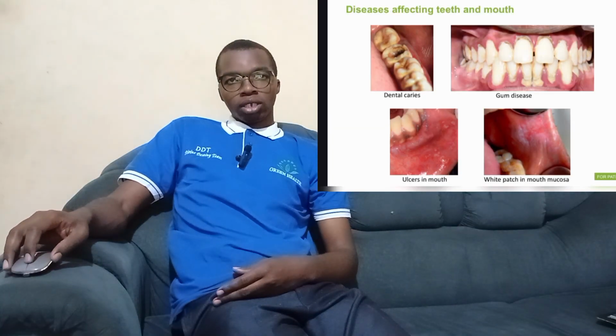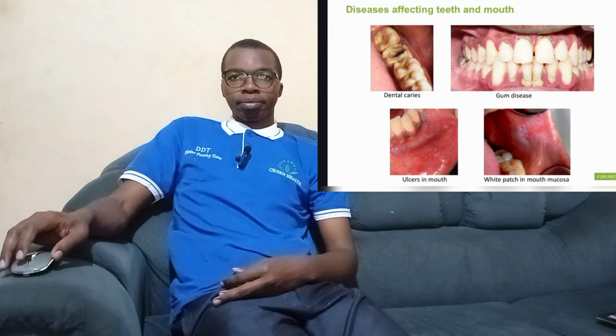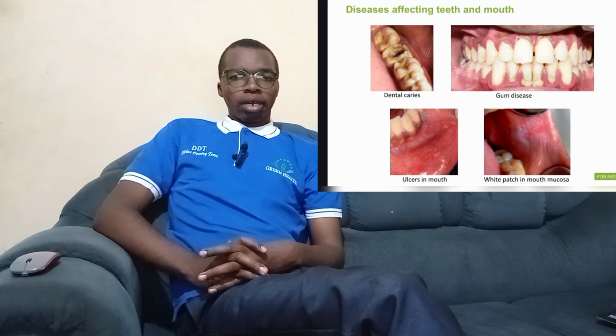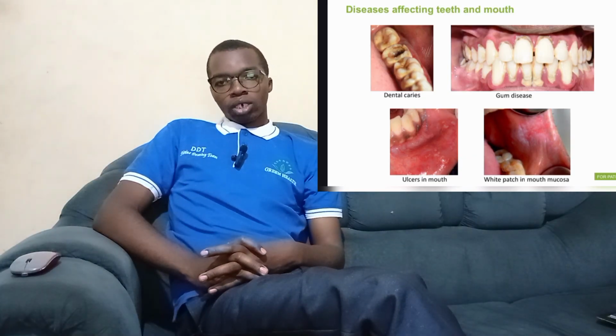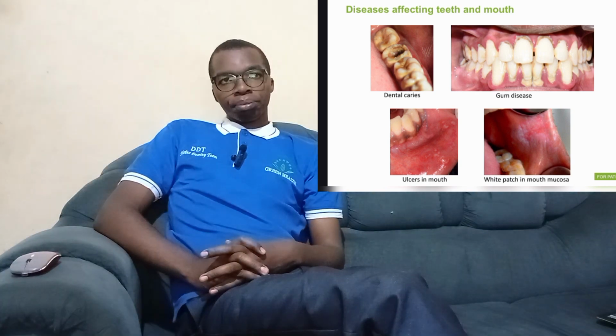Diseases affecting teeth and mouth: we have dental caries, we have gum disease, we have ulcers in mouth, we have white patch in mouth mucosa. The common oral diseases affecting the teeth are the dental caries and its complications. And the common oral diseases affecting the gums are gingivitis, that is the bleeding gums, and periodontitis.